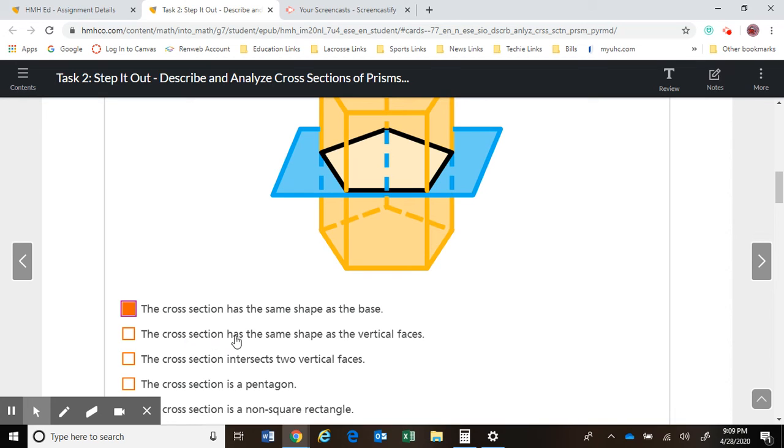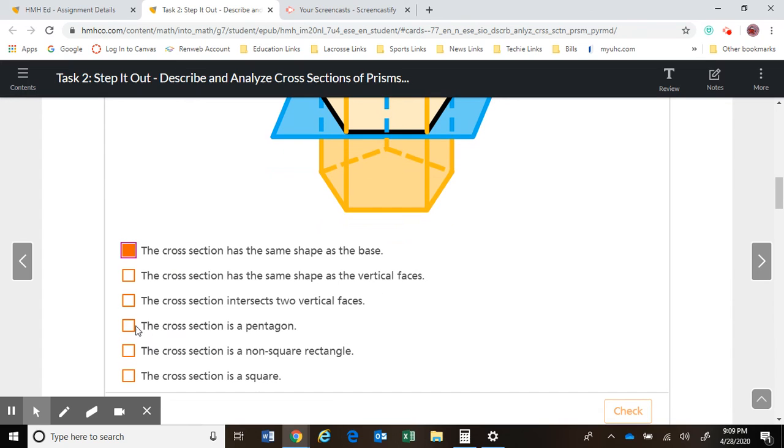The cross section has the same shape as the vertical faces. Well, the vertical faces are what shape? The rectangle, so it's not the same. The cross section intersects two vertical faces. Well, it intersects more than two, actually. The cross section is a pentagon. Yes, that's correct. It is a pentagon. And of course, it's not a non-square rectangle, and it's not a square. So it's just those two. Hopefully that made sense as well as my explanations.